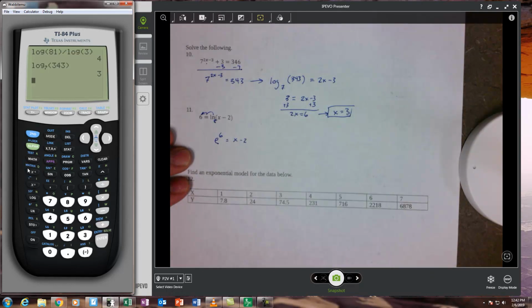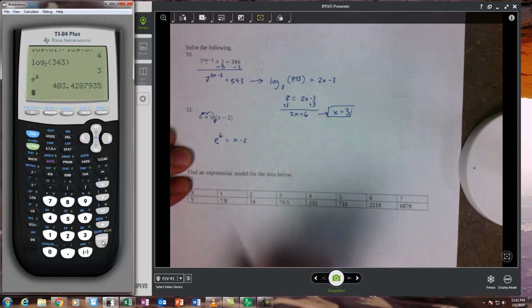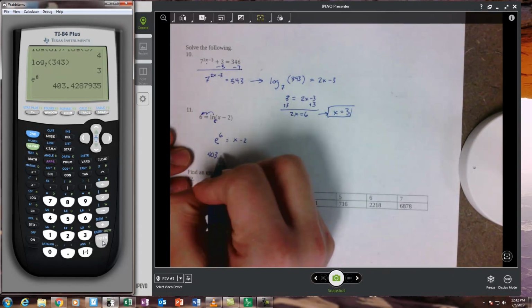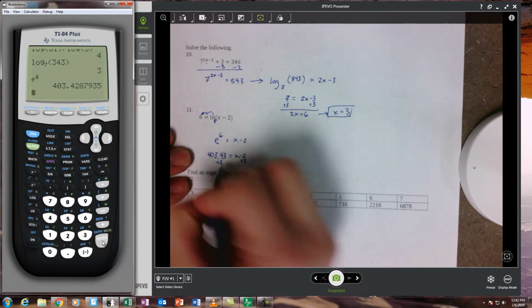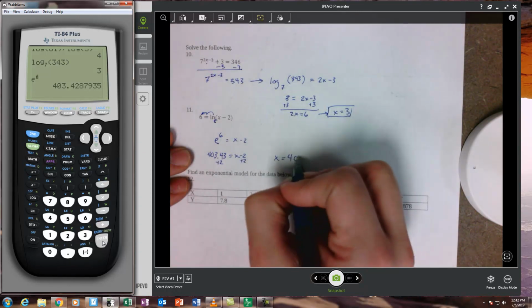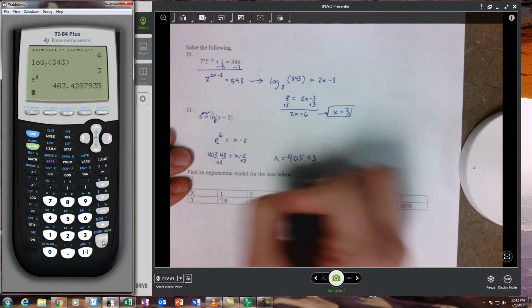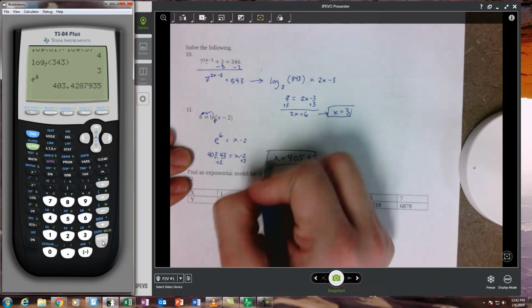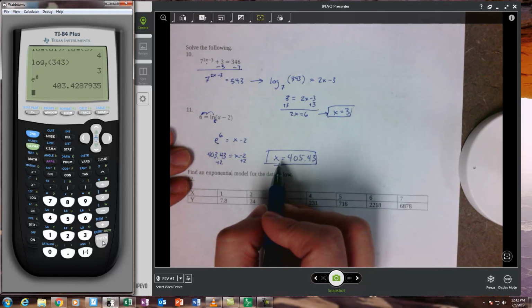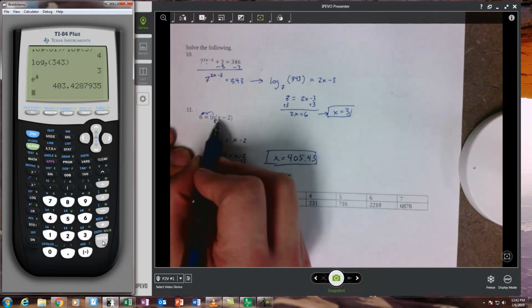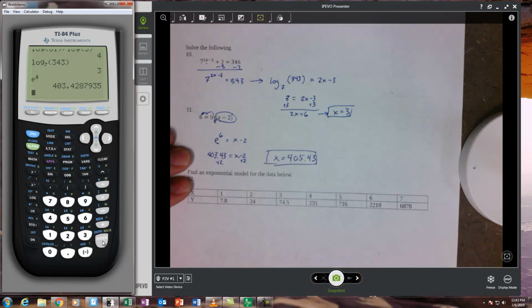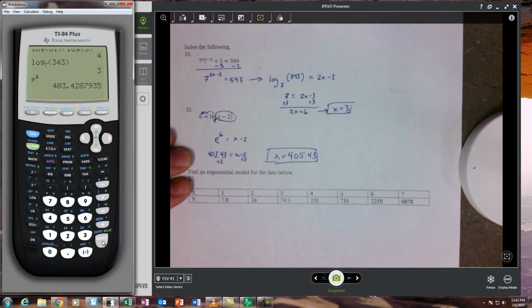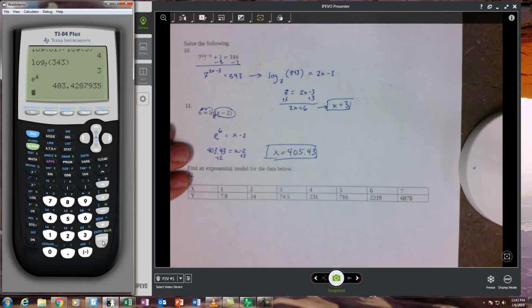Well, e to the 6th is just a number I can get from my calculator. 403.43 equals x minus 2. I'm going to add 2, and x will equal 405.43. Now you do have to check, whenever you're working with logarithms, you do have to check your answer. If I put that in here for x, would this inside of the parentheses become negative? Well, the answer is no. It would be 403. So I'm not really worried about it. It should be just fine.